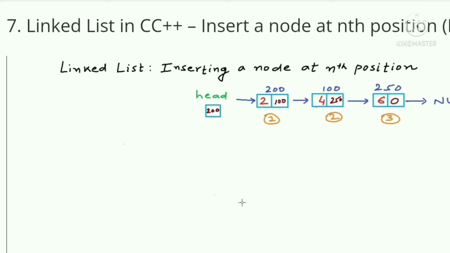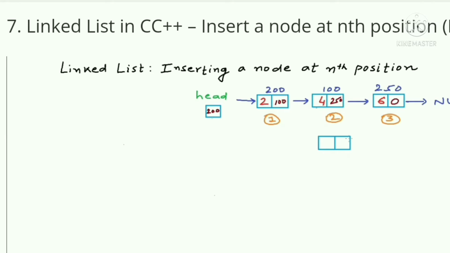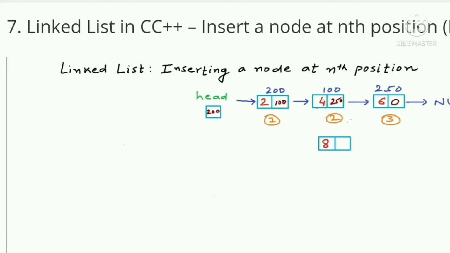The implementation logic for this function will be pretty straightforward. We will first create a node. Let's say in this example we want to insert a node with value 8 at the third position in the list. So I'll set the data here in the node. The data part is 8. Now to insert a node at the nth position, we will first have to go to the n-1th node. In this case, n is equal to 3, so we will go to the second node.